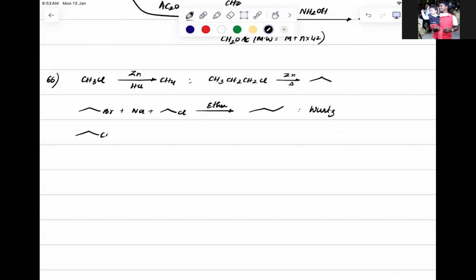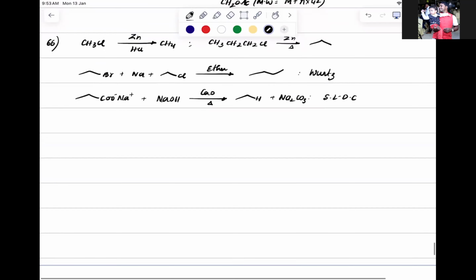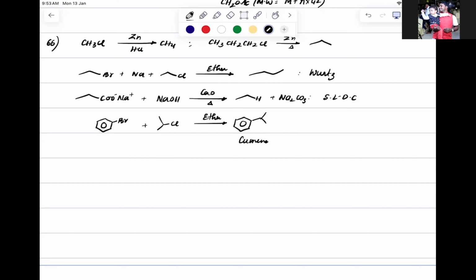Next, if you have COO-Na+ with NaOH in the presence of calcium oxide and heat, we will get an alkane here with Na2CO3. This is called soda-lime decarboxylation reaction. So if you have Br here and chlorine here, and then in the presence of ether you get cumene, this is cumene. Clear? So then this is Wurtz-Fittig reaction.